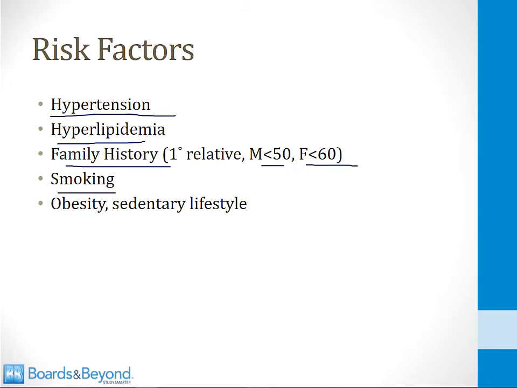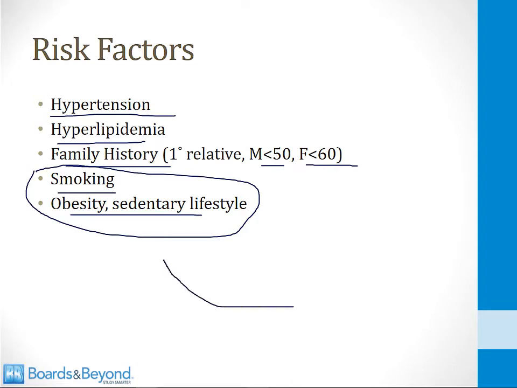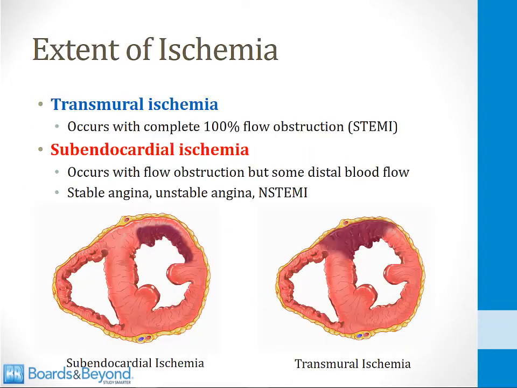Smoking is also a risk factor, so is obesity and sedentary lifestyle, and these last two here are considered the modifiable risk factors. There's nothing you can do about your family history, but you can modify your risk of coronary disease by not smoking, getting exercise, and avoiding obesity. When you look at the extent of ischemia, meaning the extent of myocardial tissue affected by ischemia, there are two general pathologic patterns that are seen.